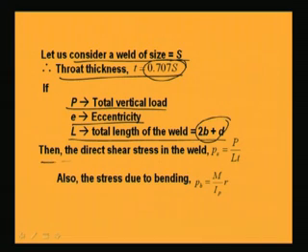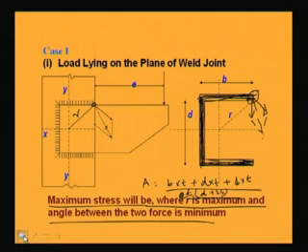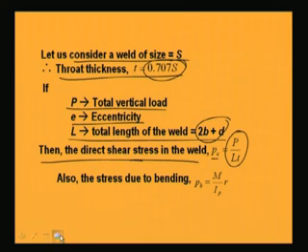So the direct shear stress in the weld will become P by L into T, where L is the total length and T is the thickness. So L into T is the area, and it will be P by L into T. This is the direct stress in the weld, and it will be equal at each and every point of the weld.